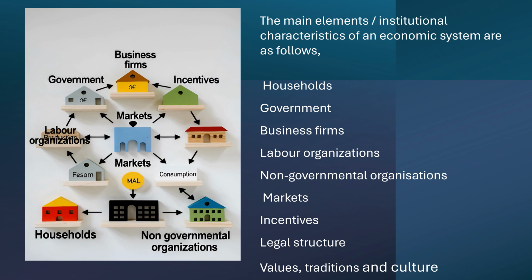The main elements or institutional characteristics of an economic system are as follows: households, government, business firms, labor organizations, non-governmental organizations, markets, incentives, legal structure, values, traditions, and culture.